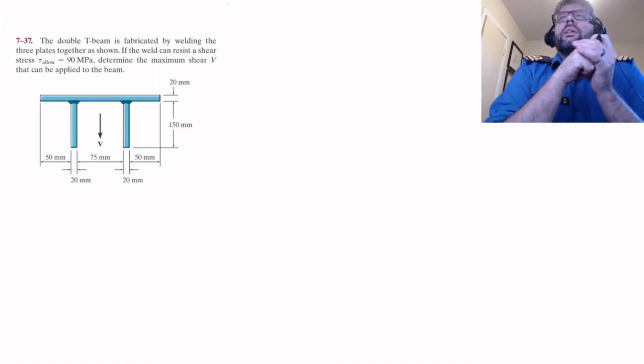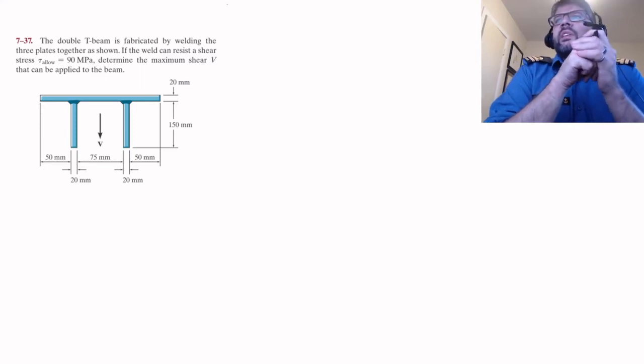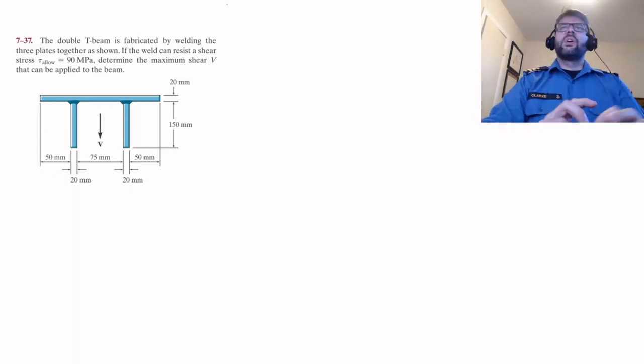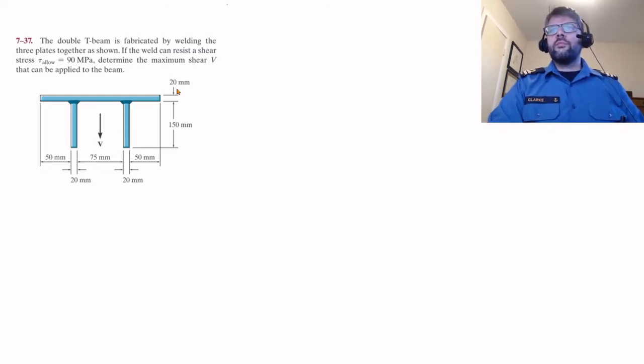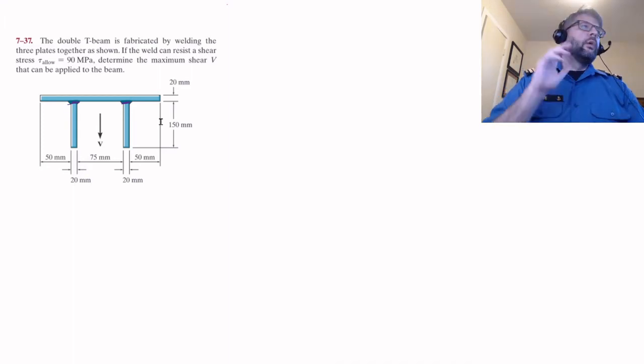Okay, so here we got a T-beam, double T-beam, taking 3 plates, and we are welding them together as shown. We're told how much stress the weld can hold, so right across there. And we want to figure out what the maximum shear load is that can be applied to the beam without breaking that weld.